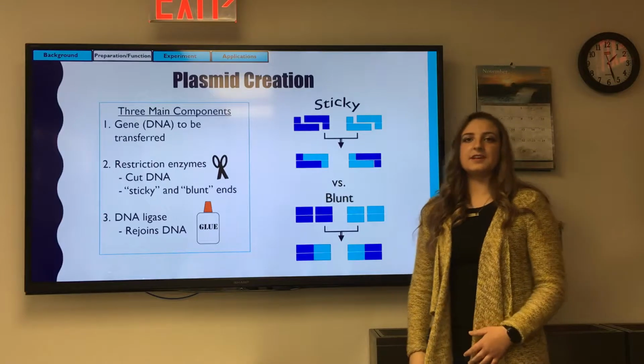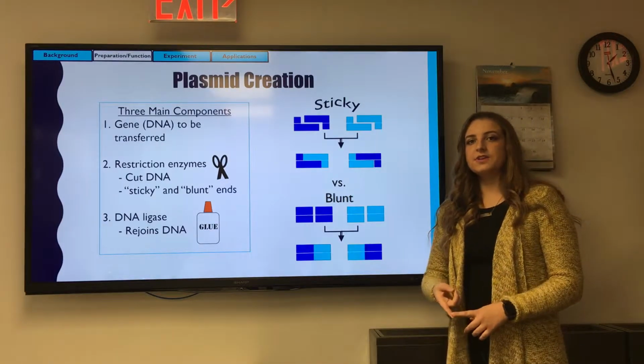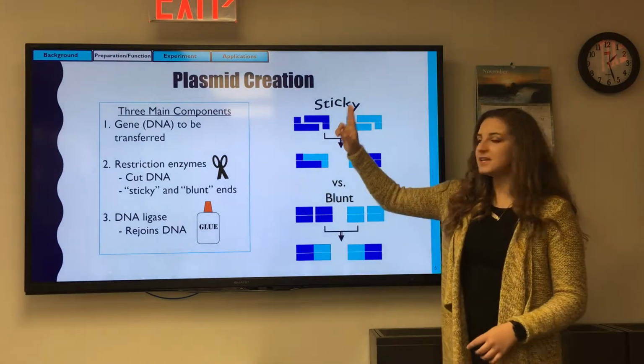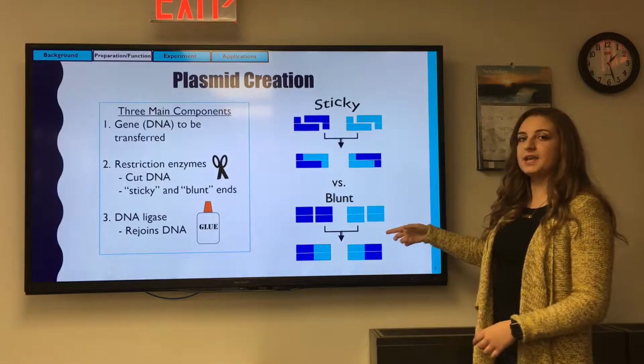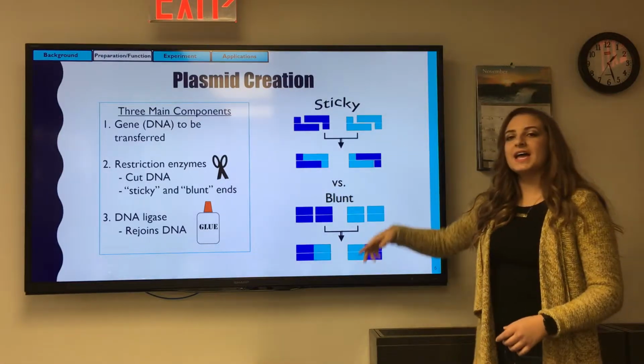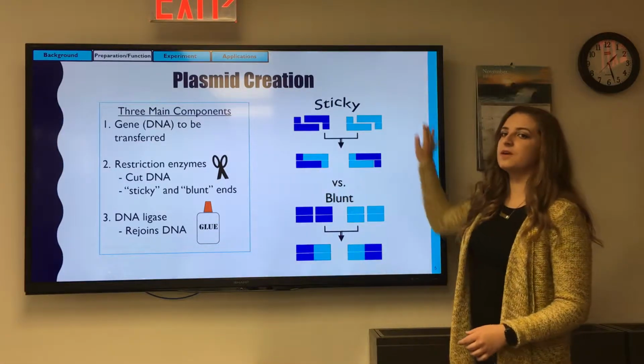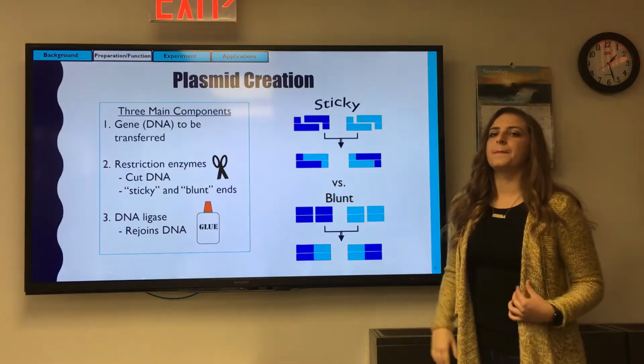Three components are necessary to create a plasmid: the gene of interest, restriction enzymes, which cut the DNA like scissors into sticky and blunt ends, with the sticky being more stable, and DNA ligase, which seals it all together like glue to form the circle.